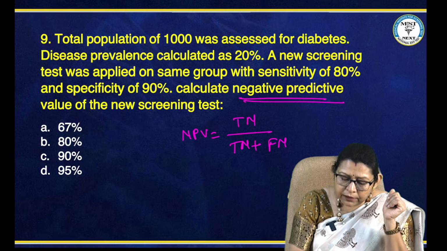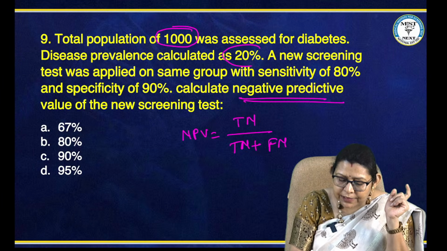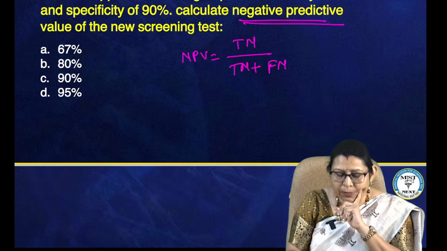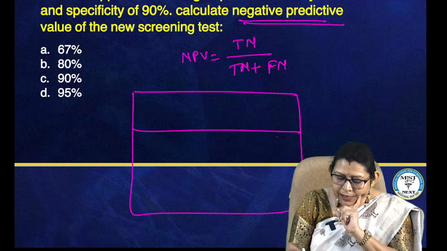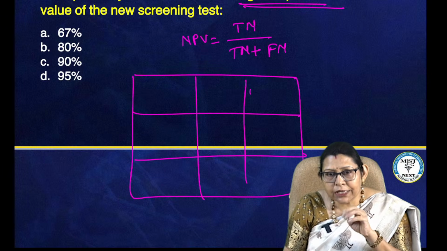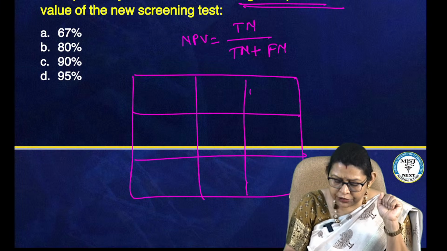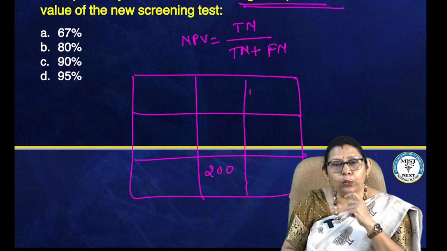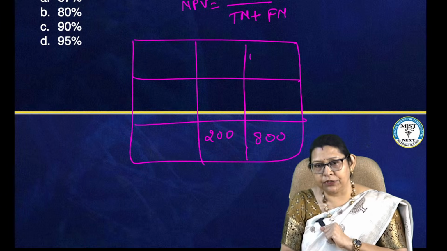Now see, the total population is 1000 and the disease prevalence is 20%. Okay, so I am making the table here, but this table we have to smartly make in our brain. Okay, now here the disease population is 20%. Imagine 1000 total population, so my disease cases are 200 and the remaining 800 will be the healthy population. This is my first step.